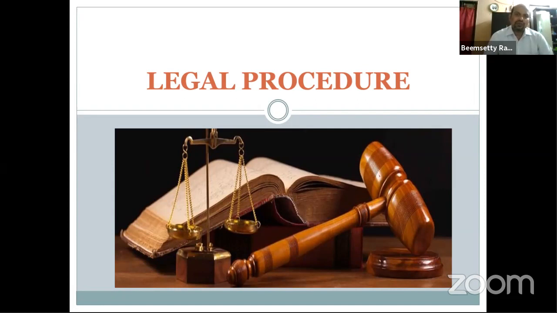Okay, we'll continue with the legal procedures. What is forensic medicine? I think you all know what forensic medicine is and why. What is the need for knowing the procedure, whatever is happening in the court, and what are the legal sections which are related to our medical profession. That is the reason why we are studying this legal procedure.